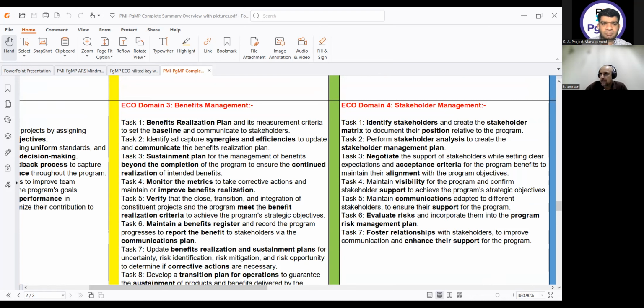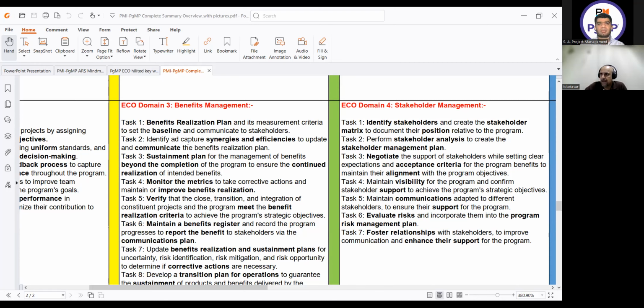Okay. Number 2 is identify and capture synergies and efficiencies to update and communicate the benefit realization plan. So for communication, synergies and efficiencies are identified and captured. In order to communicate, we have to identify and capture synergies and efficiencies.